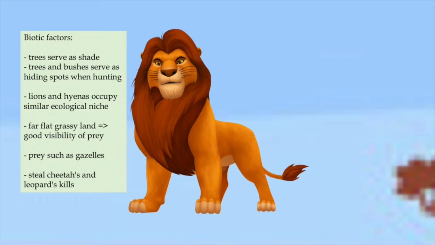Trees and bushes help hide when hunting. And prey such as gazelles exist as their food. And also far, flat, grassy lands help them to spot prey because this leads to good visibility.